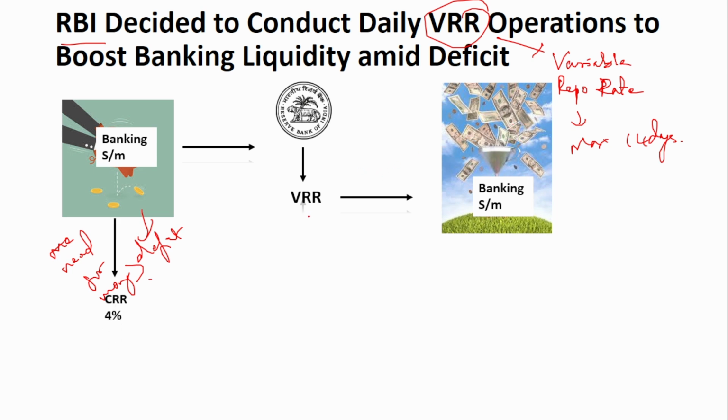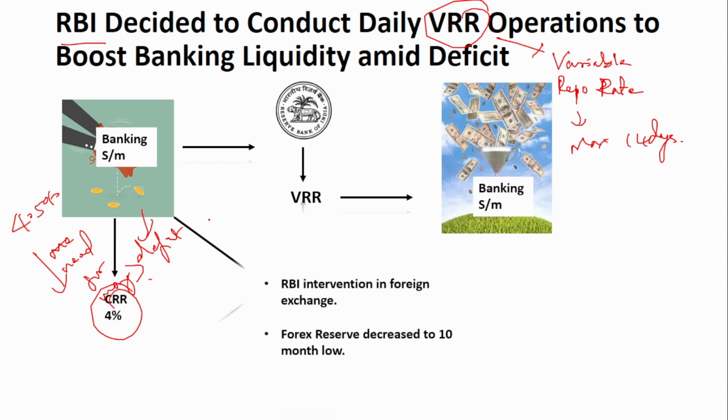Apart from this, RBI had also done another thing to inject liquidity into the banking system, that is, reducing the CRR, the cash reserve requirement that the banks have to maintain with the RBI. It was reduced from 4.5% to 4%. By reducing this percentage, the money that the banks have to keep with the RBI reduces. So this money now gets into the banking system, and the banks will be able to lend more money to the customers.